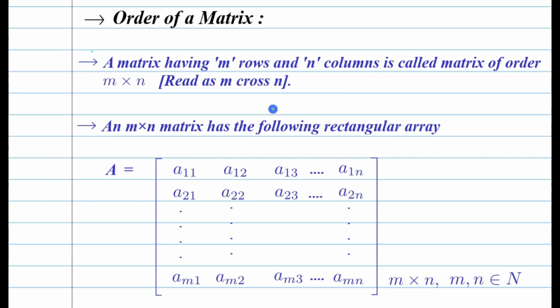Now, order of a matrix. A matrix having m rows and n columns is called a matrix of order m cross n. An m cross n matrix is generally written as following: a11, a12, a13 up to a1n, a21, a22, a23 up to a2n, up to am1, am2, am3 up to amn. Here it is an m cross n matrix since it has m rows and n columns, where m and n both belong to natural numbers.